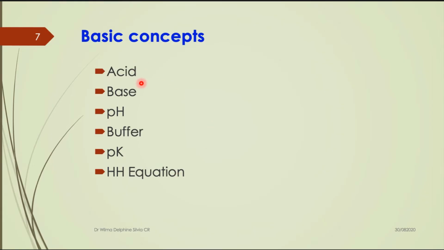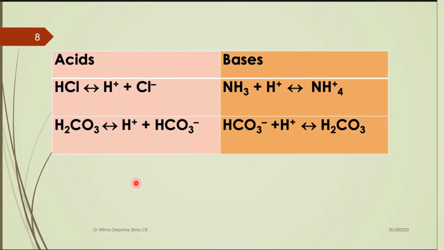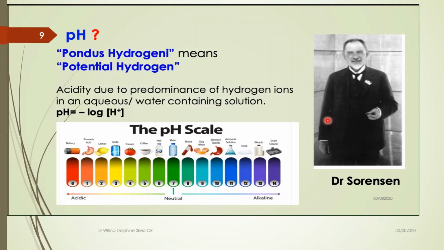An acid is nothing but a molecular species which can donate a proton, and a base is a molecular species which can accept the proton. According to Bronsted and Thomas Lowry, an acid donates a proton and the base accepts the proton. Here we can see the example of carbonic acid donating a proton and bicarbonate accepting the proton to form carbonic acid. Dr. Sorensen expressed pH as the negative logarithm of hydrogen ion concentration.